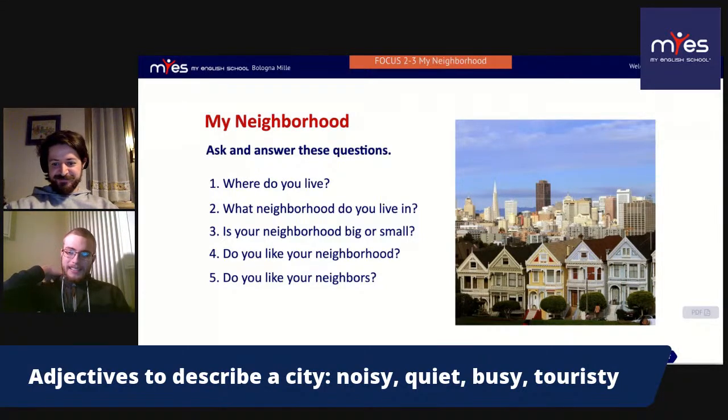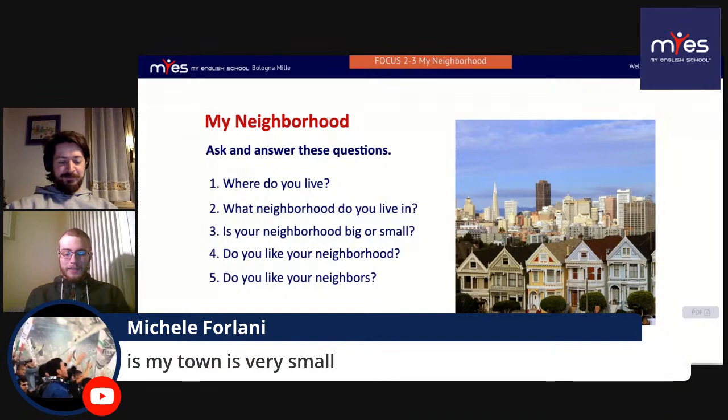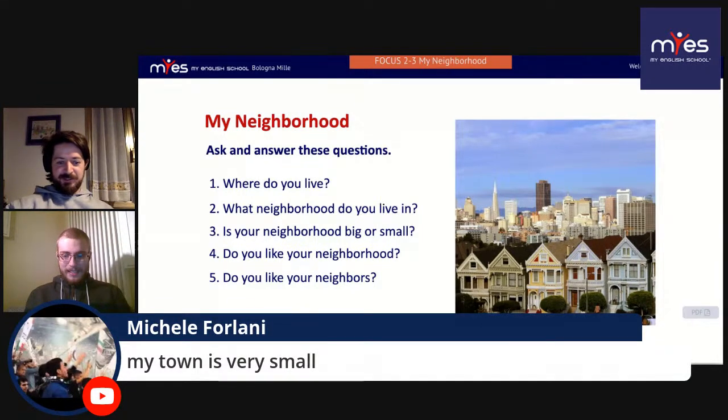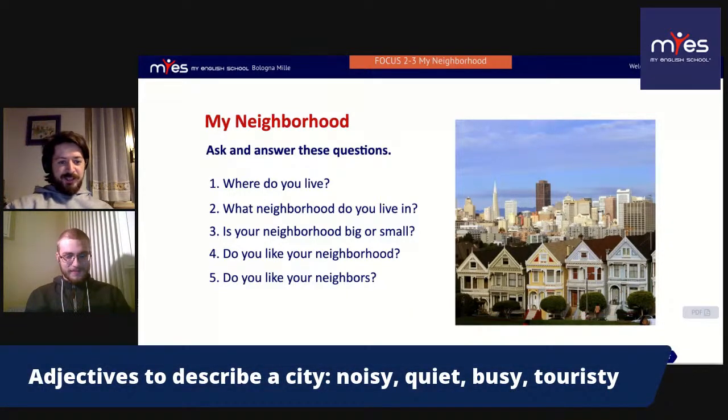We have some descriptions. Really good. Michele says, my town is very small. There is... Good, the initial is not necessary. So, my town is very small. Good. Matteo says, my town is touristy. Excellent. Fantastic. And Michele says, my town is very small. Very good. Good correction. Very good correction.